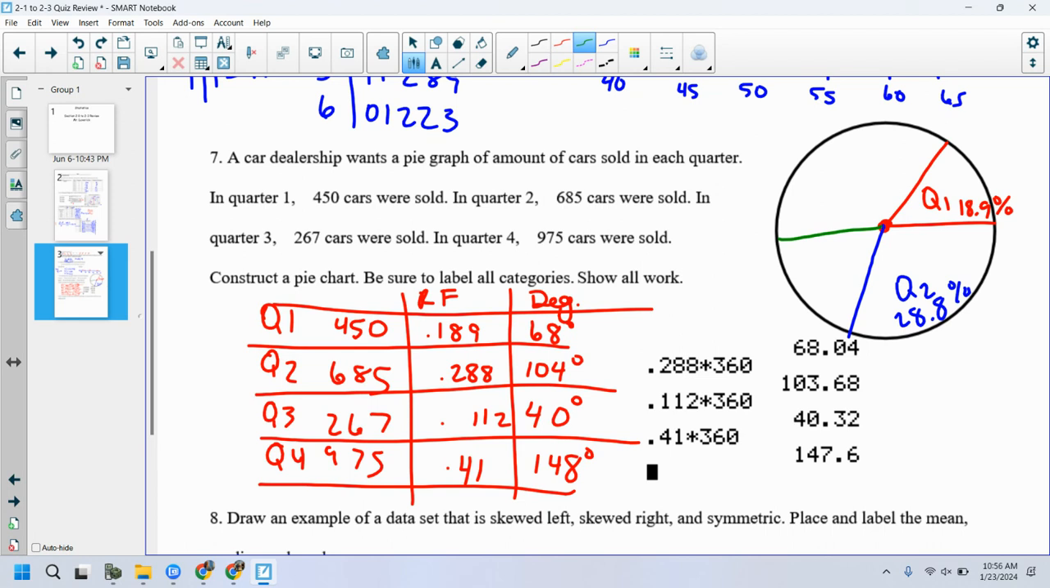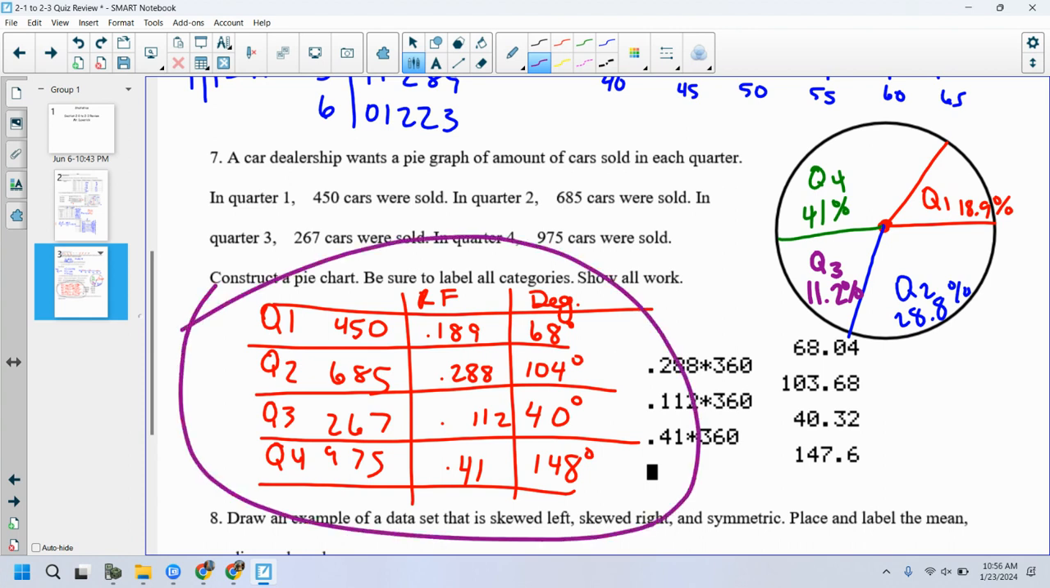This is Q4 with 41% of my data. And then this must be Q3, with 11.2%. My Q1 and Q3 look misshapen, but that's okay. I think I made Q1 look more like 45 degrees than 60 degrees. But again, as long as I see all the necessary information in there, I'm going to be very lenient on your drawing. As long as this table is there, you're good. That's what I need to see.